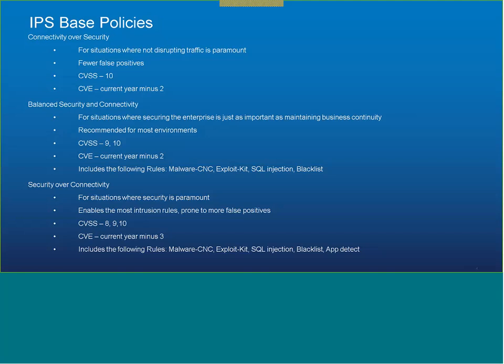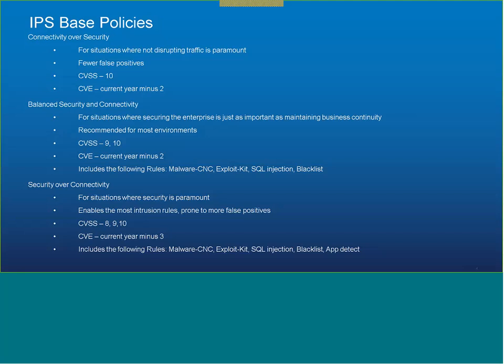It's got quite a small subset of rules that are enabled, or again, only the rules that are looking for vulnerabilities that have a CVSS score of 10. When we look at the balanced security and connectivity, it is just like connectivity over security in that it is current -2 years for looking at how old the vulnerability is. However, it does look at vulnerabilities that do have a score of 9 and 10.